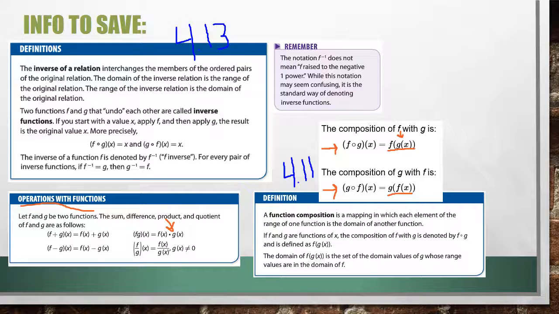So inverse functions then are when the domain of the inverse function is the range of the original, and the range of the inverse function is the domain of the original. So our x's and our y's are switching. And we note inverse functions as this right here. It looks kind of like f to the negative 1 power, but that does not mean f raised to the negative 1 power. This notation may seem confusing, but it's the standard way of denoting inverse functions. So whenever you see a little negative 1, that means inverse functions, okay? Inverse functions.